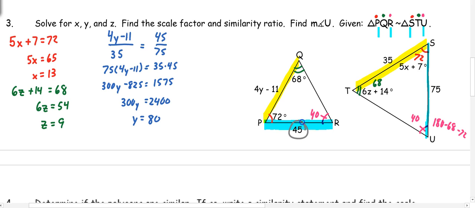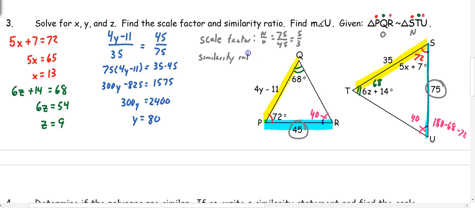So for the scale factor, we already have a side that has a number in each part of the triangle. So remember that the scale factor is new over old. So the first triangles are old, the second triangles are new. So we have 75 over 45, and that reduces to 5/3. Our similarity ratio is old over new, so we can just take the reciprocal. So our similarity ratio would be 3/5.